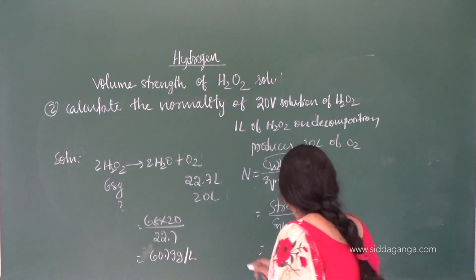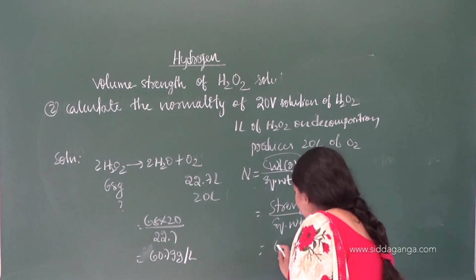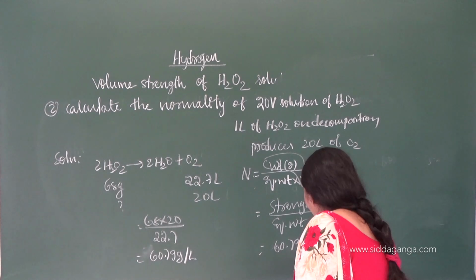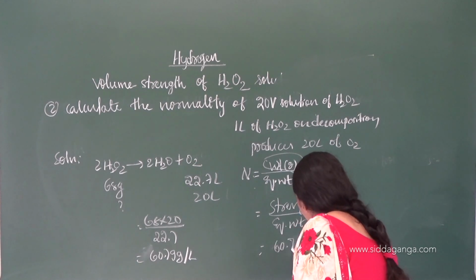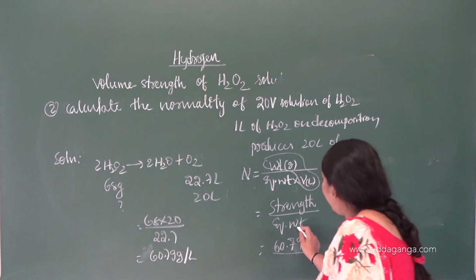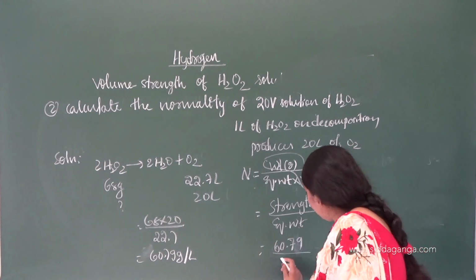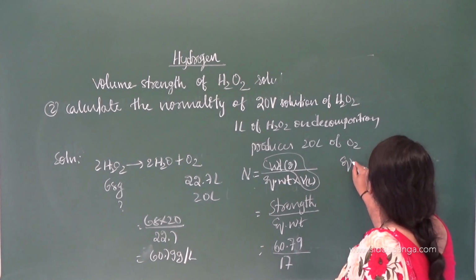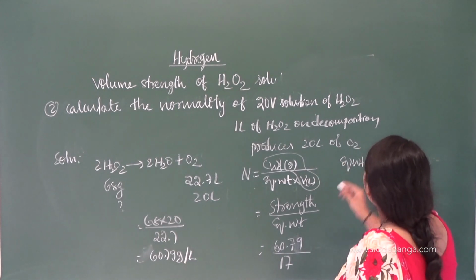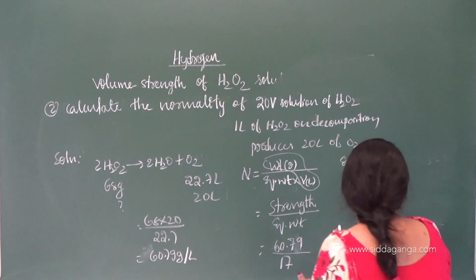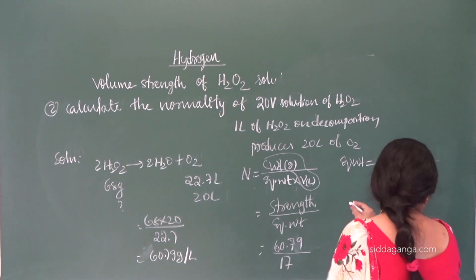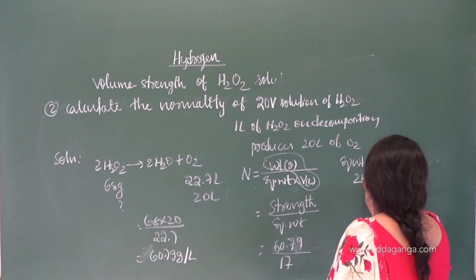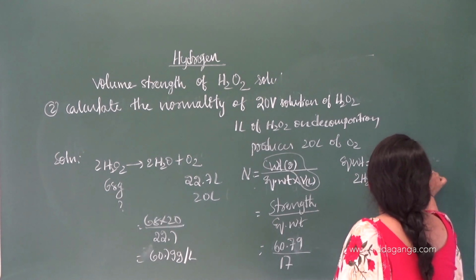So what is the weight by volume you got? That is 60.79, divided by the equivalent weight of hydrogen peroxide, which is 17. So how did you get this? The equivalent weight, you can have this from the equation: 2H2O2 gives rise to 2H2O plus O2.